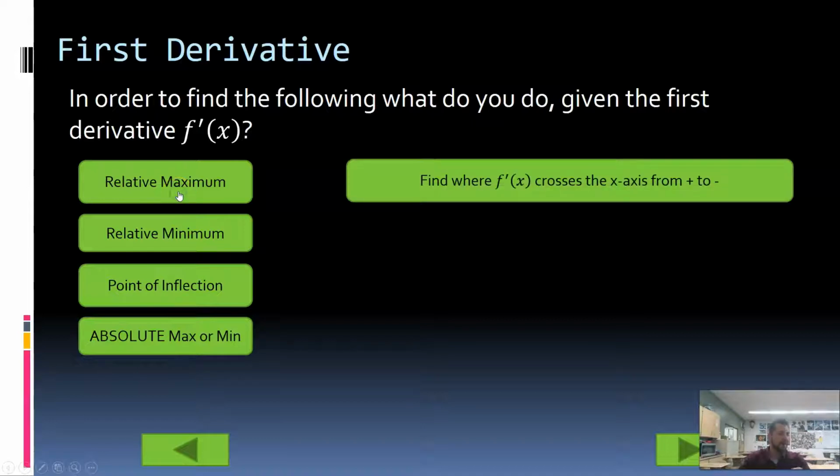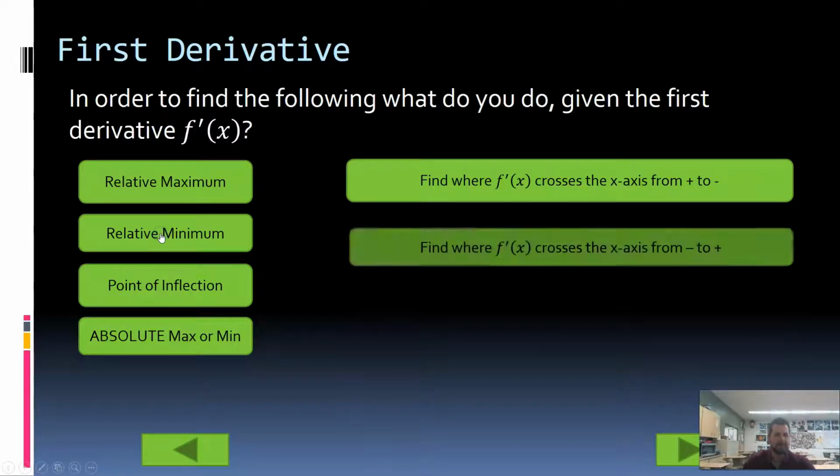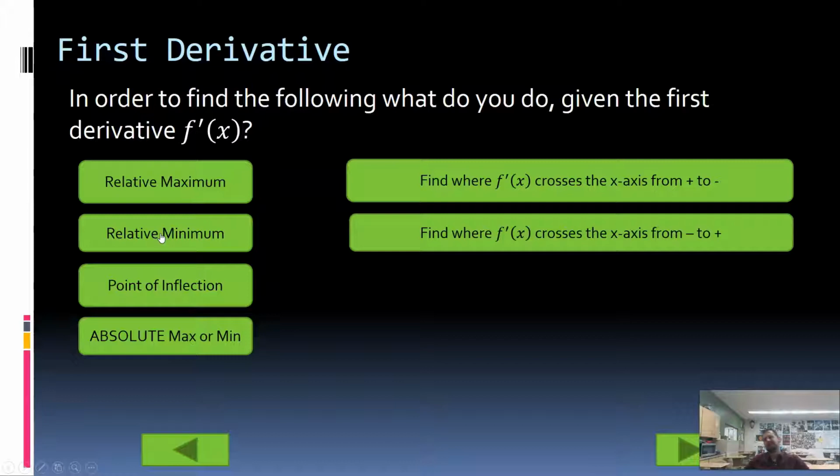So if I want to know where a relative maximum occurs, I just look at the graph and I say, okay, where does that graph cross from positive values to negative values? Wherever that happens, we have a relative maximum. If we want to find a relative minimum, we try and find out where this graph that we're looking at crosses the x-axis from negative to positive. Okay, so again, for either of those, you're looking to see where the first derivative graph crosses the x-axis.